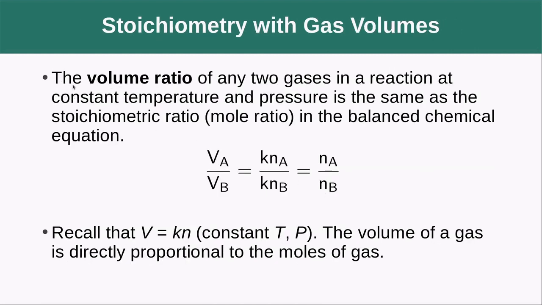So one thing to look at is the volume ratio. The volume ratio of any two gases in a reaction at constant temperature and pressure is the same as the stoichiometric ratio, the mole ratio, in the balanced chemical equation. So that means that the volume of gas A over the volume of gas B is going to equal this. We saw that earlier when we were deriving the ideal gas law. If we cancel those K values, we can see that this is equivalent to the number of moles of A over the number of moles of B.